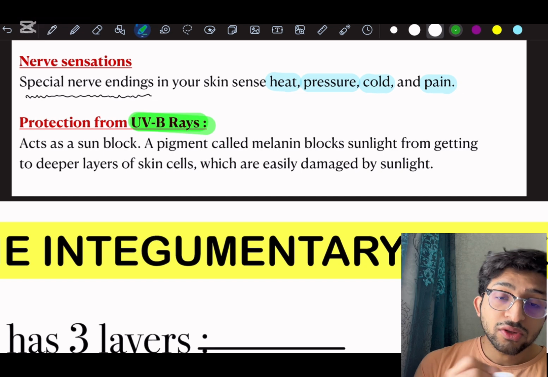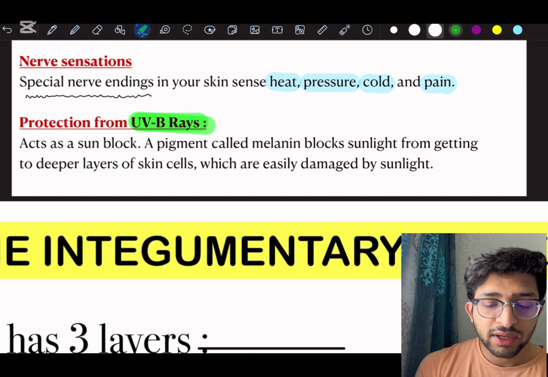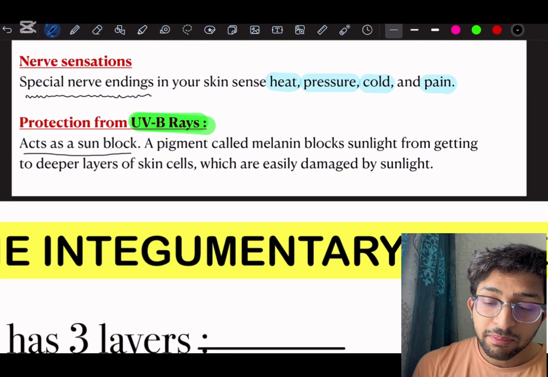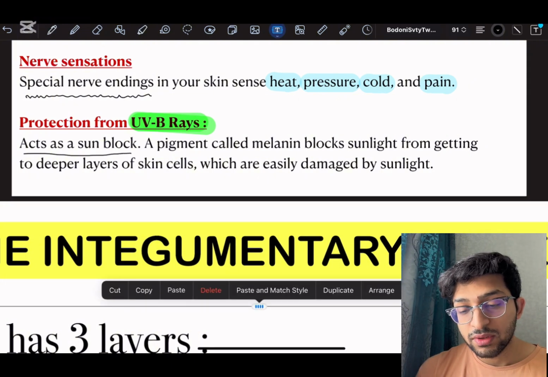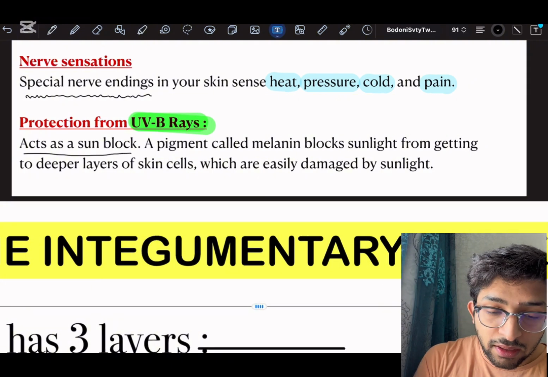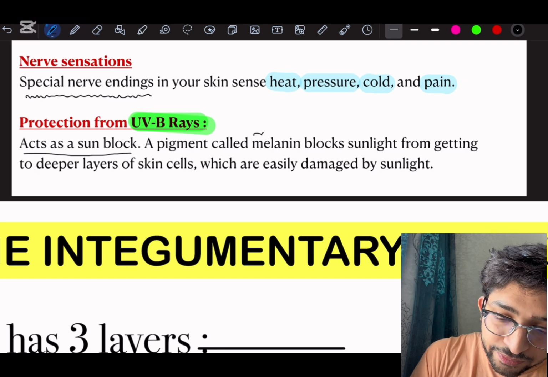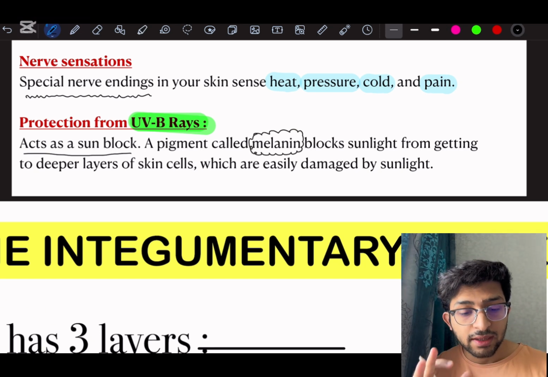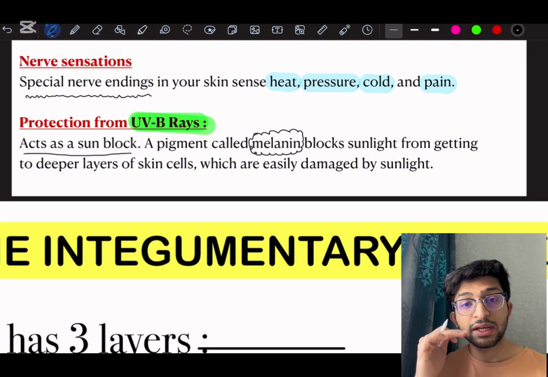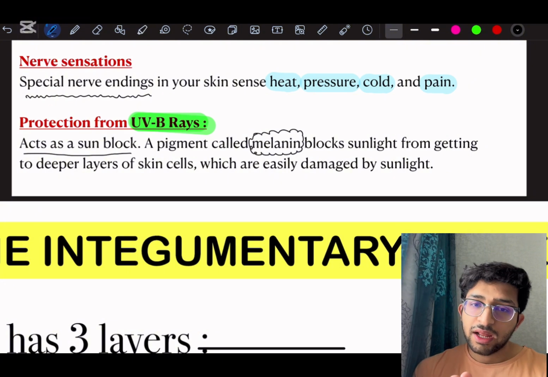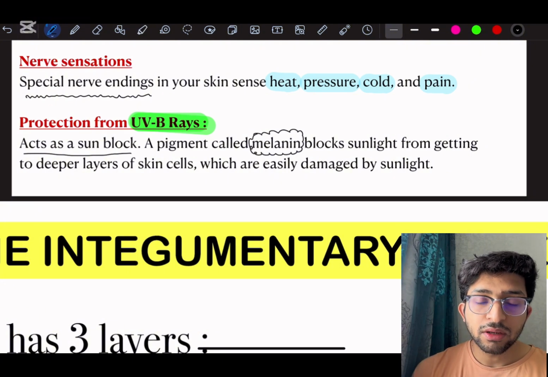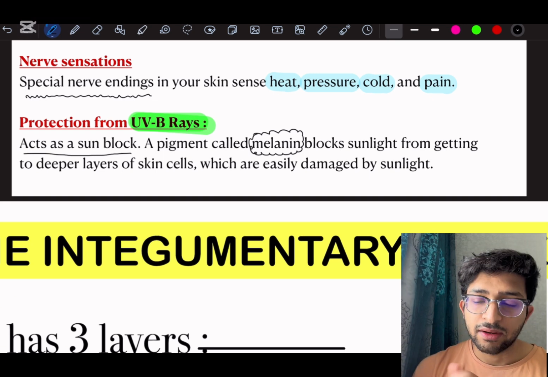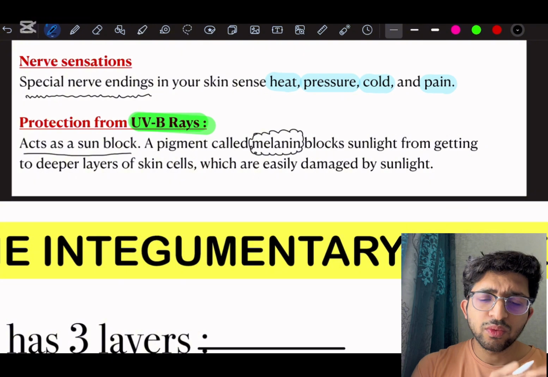So our skin is also helping us. It is acting as a sunblock, and there is a pigment in our skin which we call melanin. This melanin will block the sunlight from getting into the deeper layers of the skin cells, and it will help us prevent damage to the skin, typically from the UVB rays.